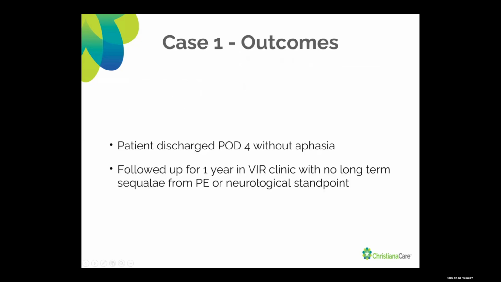I kid about this because I've followed this patient for a year. She was discharged postoperative day 4 without any aphasia, and 1 year after, she had no long-term sequelae from the PE or neurological standpoint. So this case was a success, and the patient was happy. But it does lead us to think about, when do we choose thrombolysis versus thrombectomy?